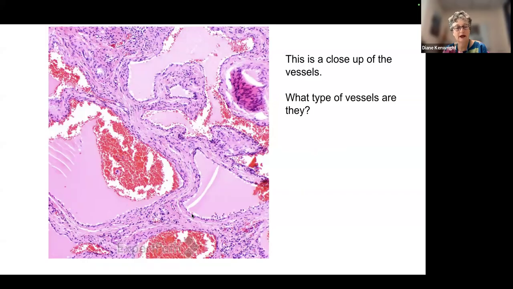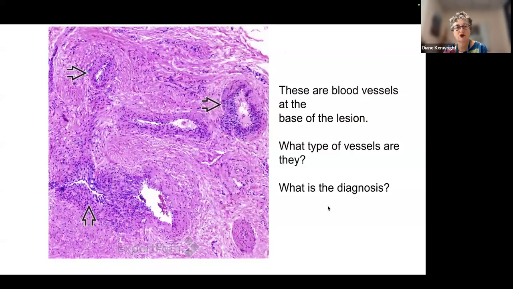Sometimes we get capillaries mixed in with them, which don't have the smooth muscle. All right, so these are the blood vessels at the base of the lesion. These are still veins. They are thick-walled veins. They don't have an internal elastic lamina. They are not arteries. Okay, and that brings us to the end of the discussion of our vascular lesions.